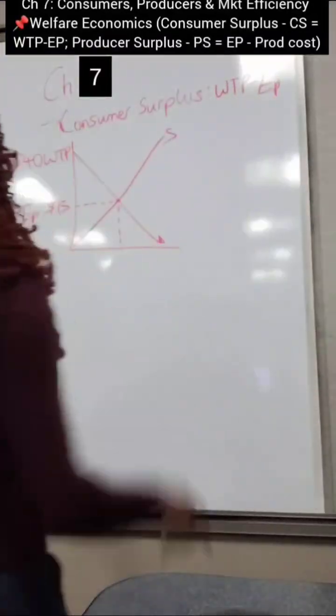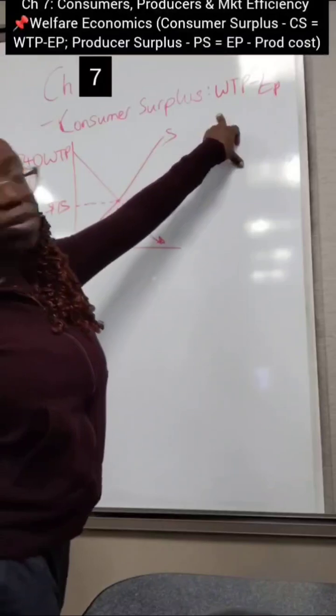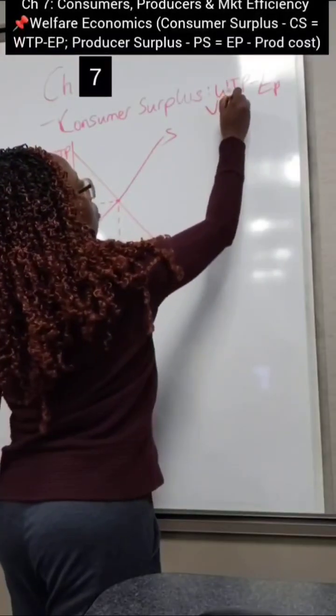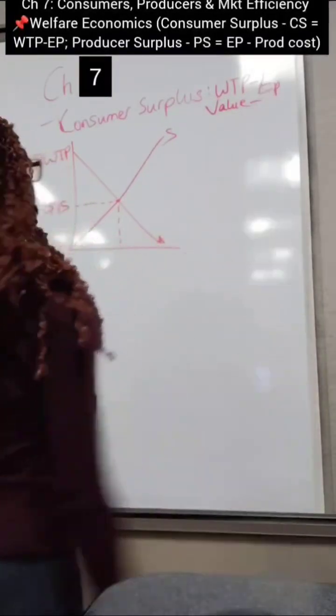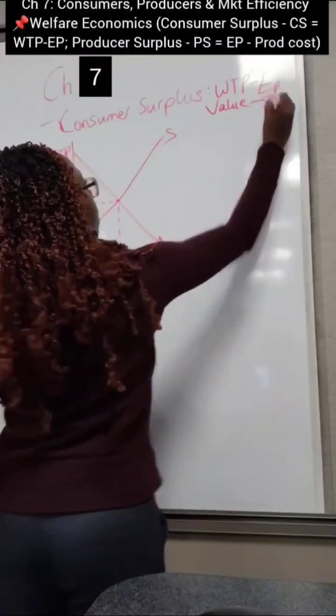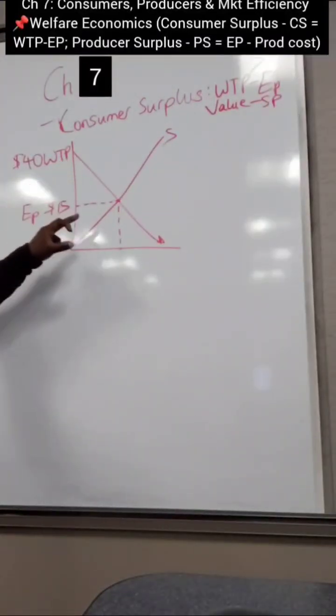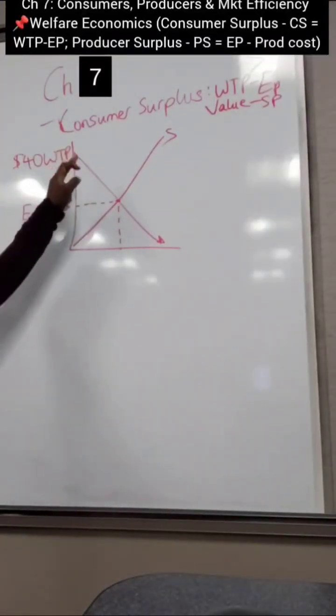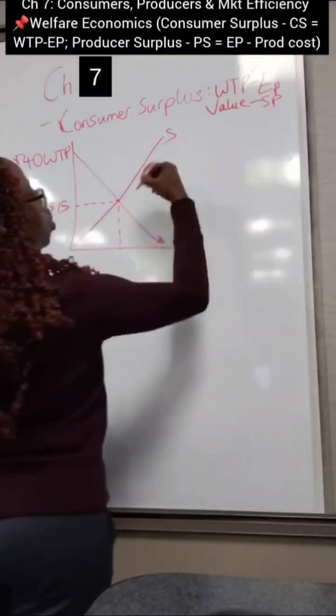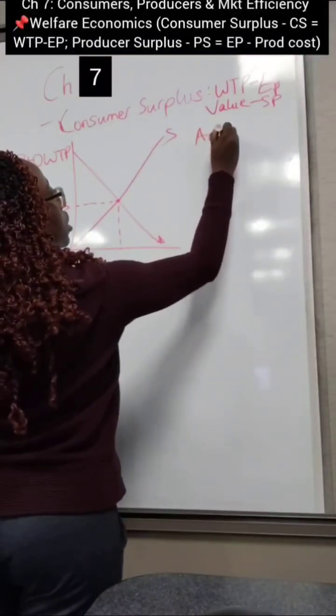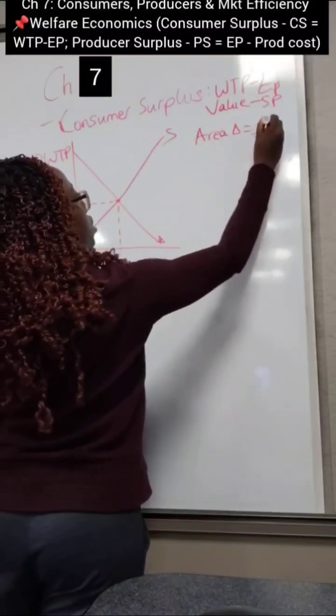So your consumer surplus is basically the difference between how much you're willing to pay, which is your value for the good, and how much you actually pay, right? Your selling price, right? And do you notice what shape this is? What shape does this make? This makes a triangle shape. And what is the formula for a triangle? Area of a triangle is calculated as half base times height.